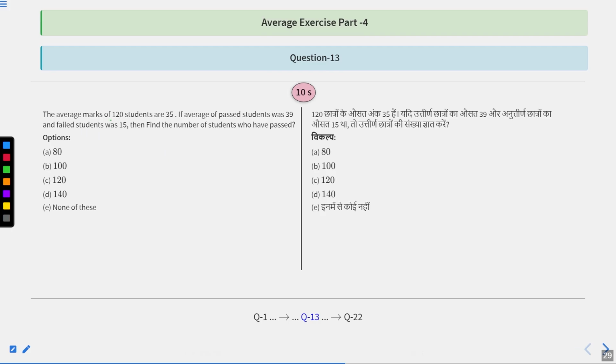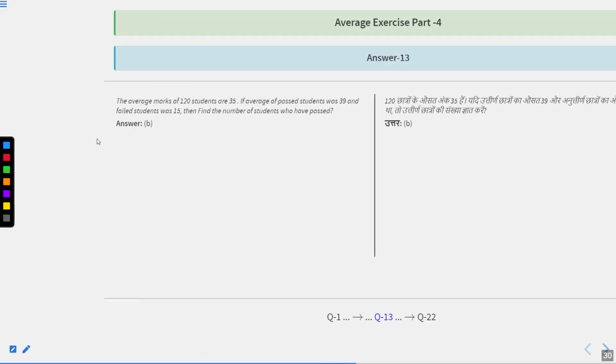The average mark of 120 students is 35. If the average of passed students was 39 and of failed students was 15, then find the number of students who have passed. You have 5 options and 10 seconds to analyze the question. Your time starts now. Now time's up. Let's see the solution.